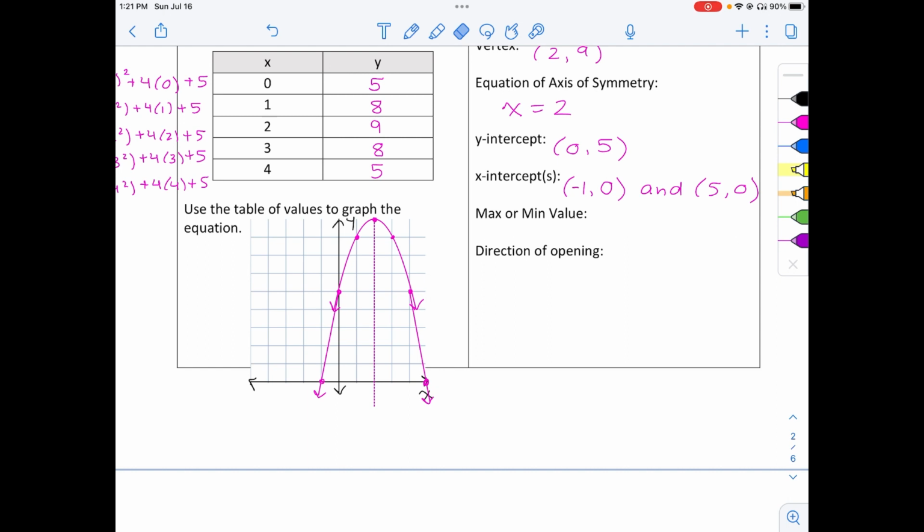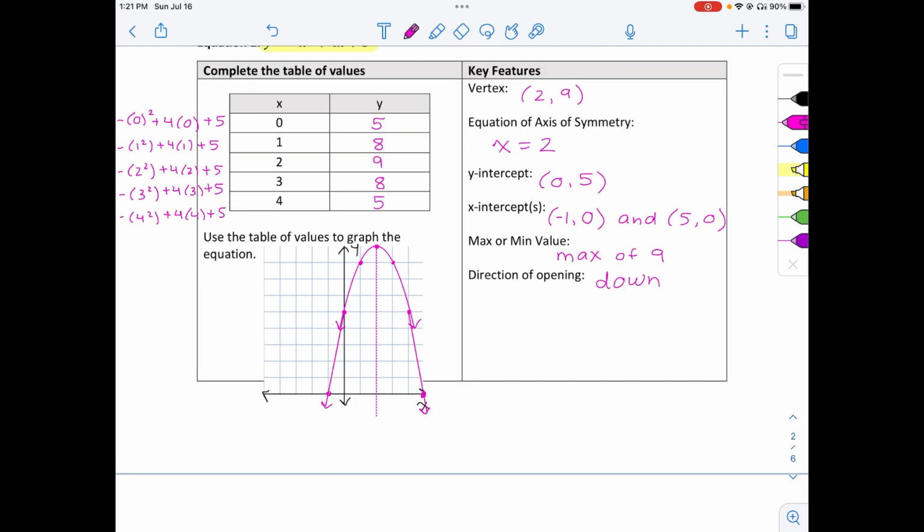Okay, so there are 2 of them, and that's what their values would be. The max or min value, in this case, it's going to have a max value because it's opening down. And again, the max value is the y coordinate of the vertex, which we said is 9. Okay, so that's the highest value that the curve will reach, and then it's decreasing in either direction, so it's never going to get higher than 9. And the direction of opening, we can see, is down.